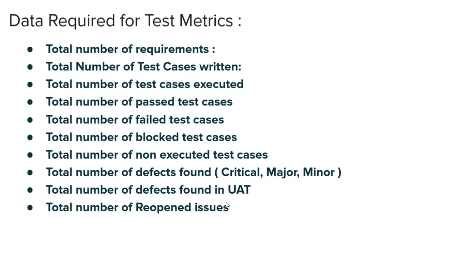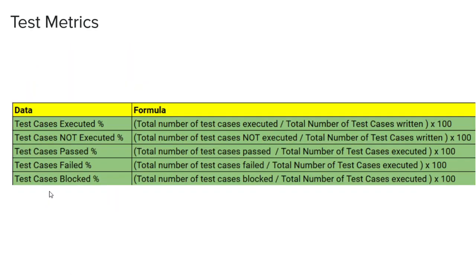Also the total number of reopened issues. So how many issues got fixed in the first round but then got reopened in the next round. Such a count we should also note down. So this is the data which we need for test metrics. And with the help of this data, we can calculate some parameters.